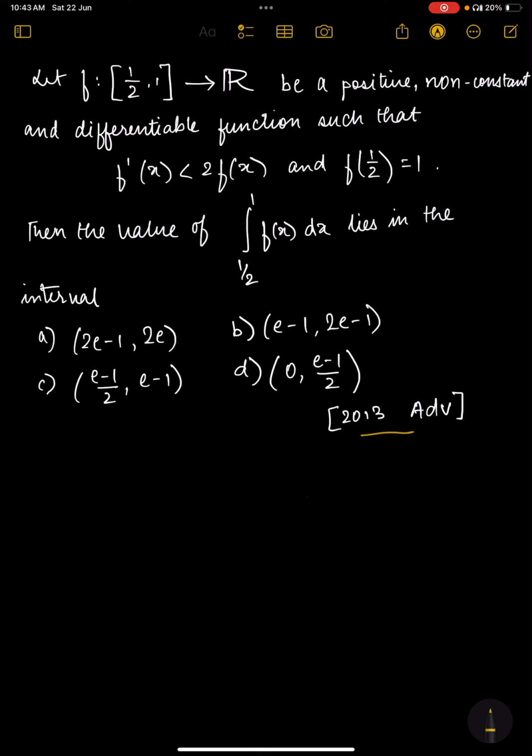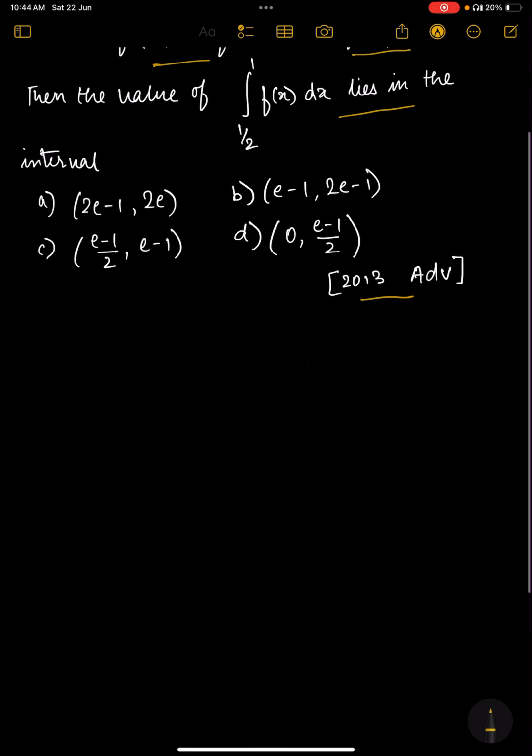We are given that f is a function with domain 1/2 to 1, both included, and the range is all the real positive numbers. The function f is also positive, non-constant, and differentiable. We are given the inequality f'(x) is less than 2f(x), and also that f(1/2) is equal to 1. Then we are asked to find the range in which the integral from 1/2 to 1 of f(x) dx lies. We are given four options.